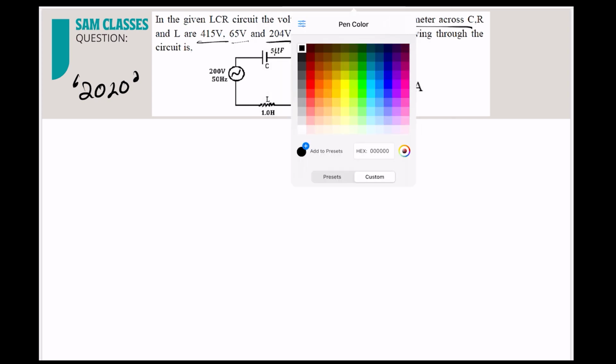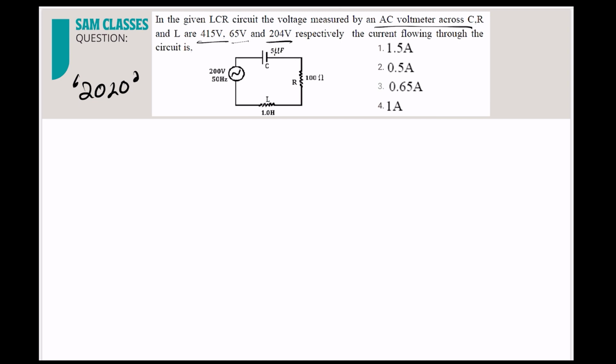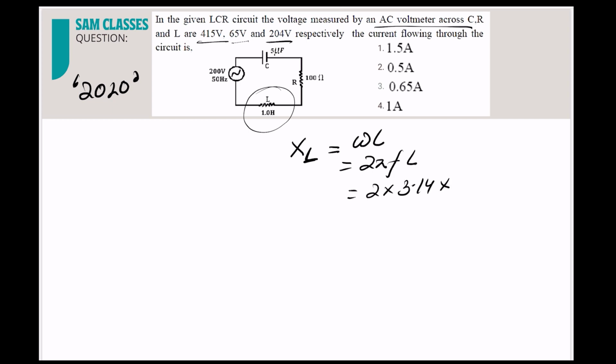First, find it for any one. Let's take an inductor. In the case of the inductor, L is 100. So what is the resistance for this inductor? XL, and that is equal to what? Omega L, and omega is 2 pi into frequency into L. So that is equal to 2 into pi value, 3.14, into frequency given as 50 hertz, into the value of inductor, 100. If you do it, you will get 314.